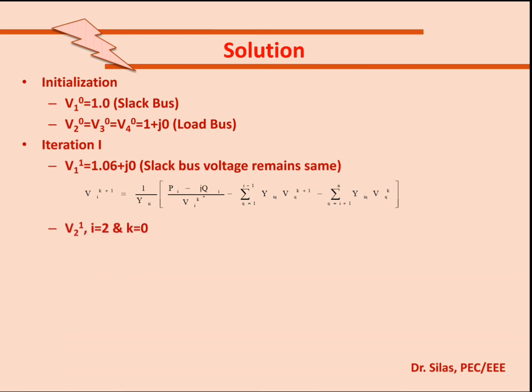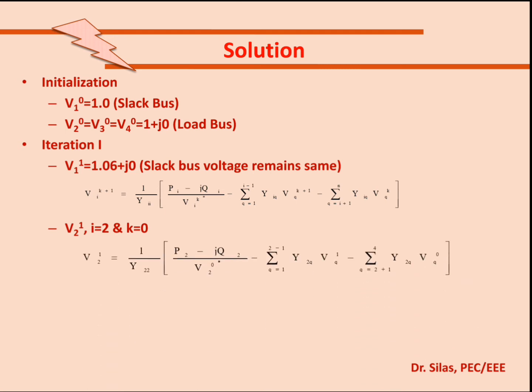Now here I am going to determine the voltage for the second bus. So the second bus voltage is V2^1 in the first iteration. Here 2 refers to the bus number, that is i is equal to 2, and the superscript 1 refers to the present iteration k plus 1. As k plus 1 is equal to 1, k will be equal to 0. Now I have to substitute i is equal to 2 and k is equal to 0 in the voltage equation.